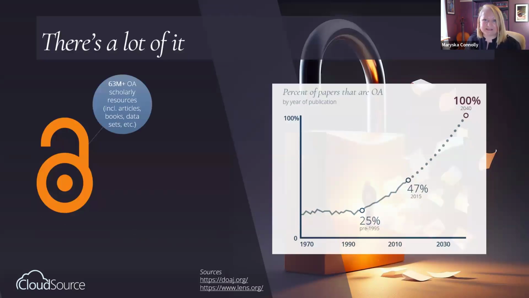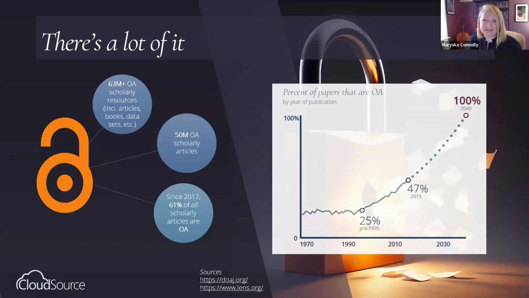Over 63 million scholarly resources are open access, including articles, books, data sets. Over 50 million of those are scholarly articles. 61% of all scholarly articles published since 2017, so like the last 8 years, are OA. And 3.7 million open articles were published in 2023 alone, making 67% of the scholarly articles published in 2023 freely available.